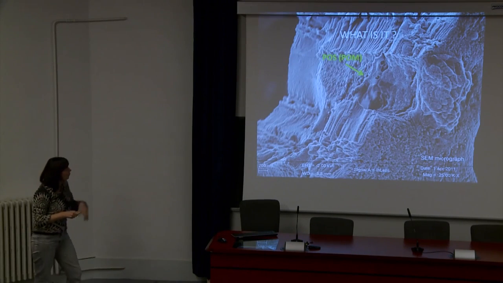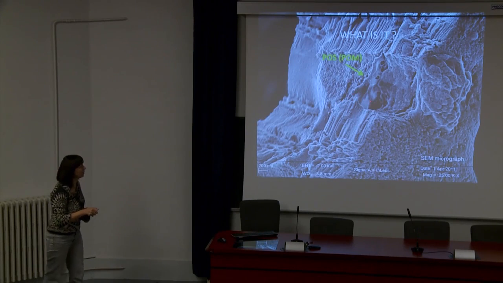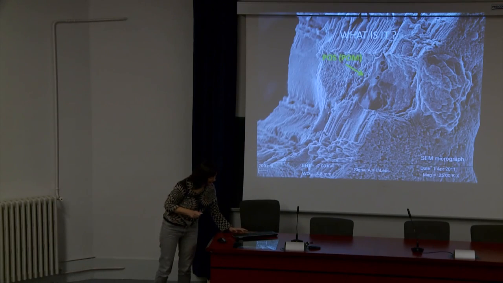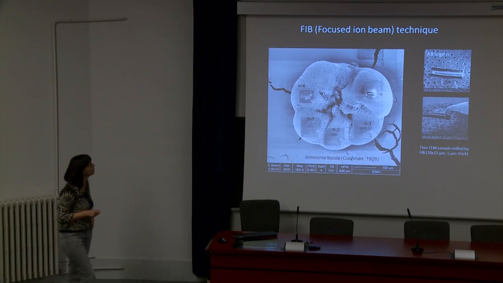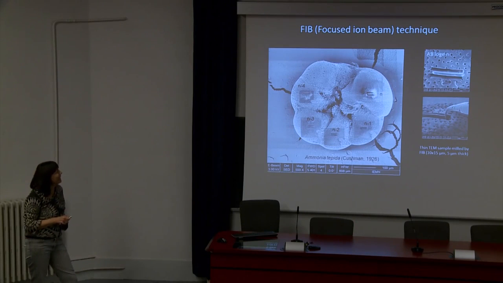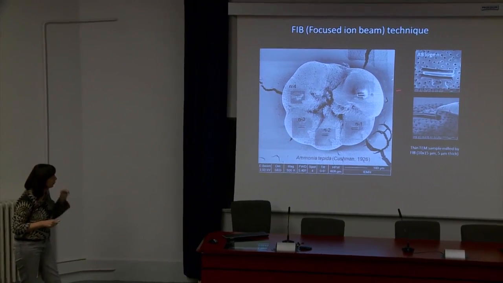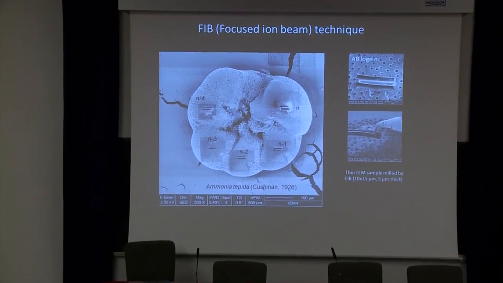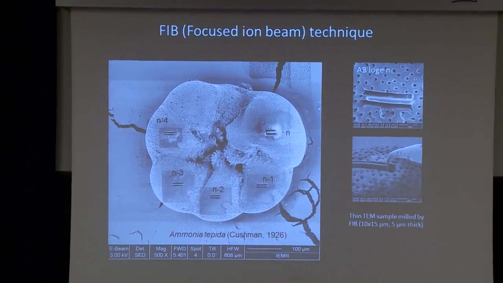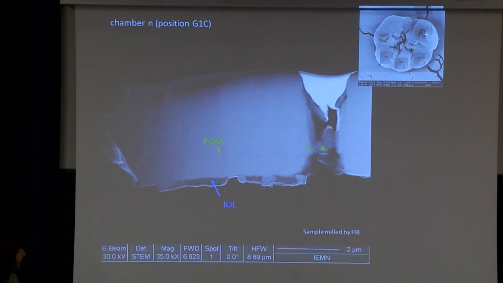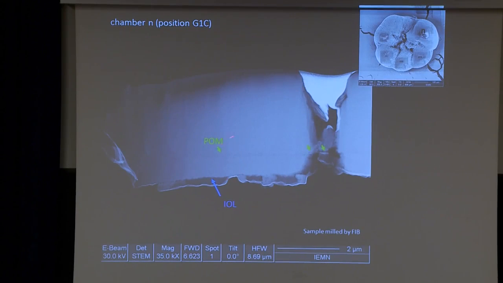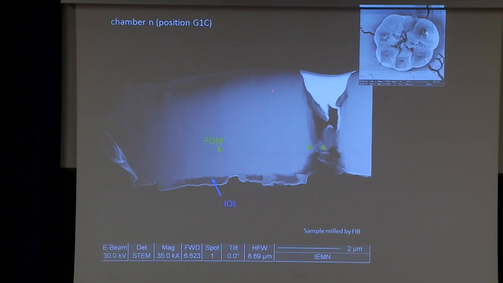So, but let's look more closely at this primary organic sheet. To do this, we use a focused ion beam technique, and to prepare the very thin samples, and this technique allowed us to have a very nice section that crosses the entire wall.